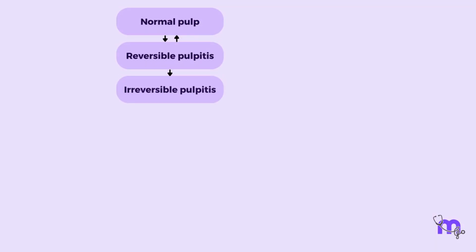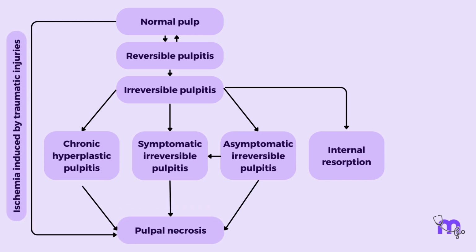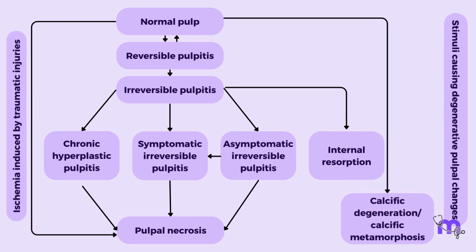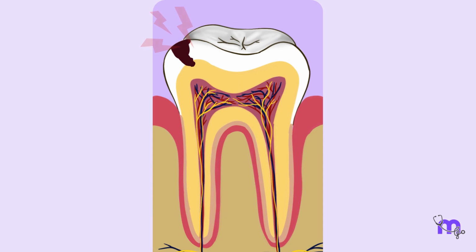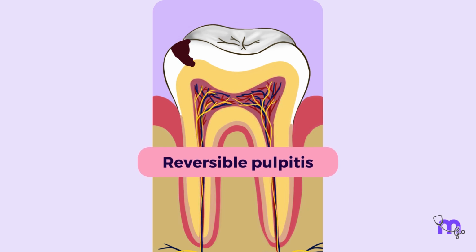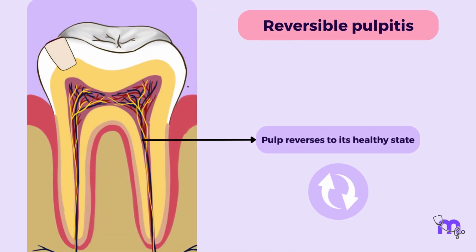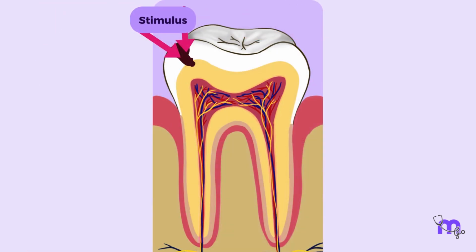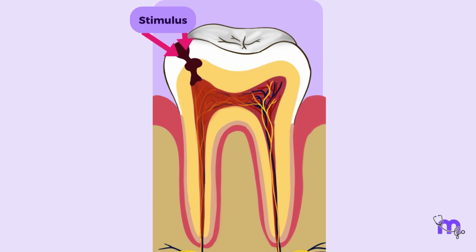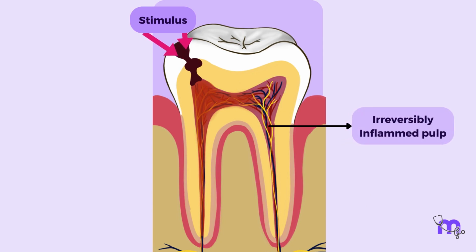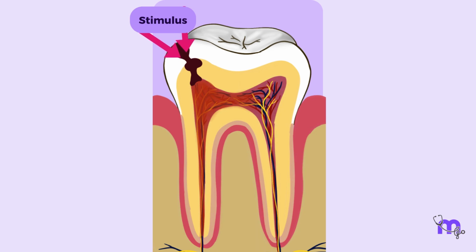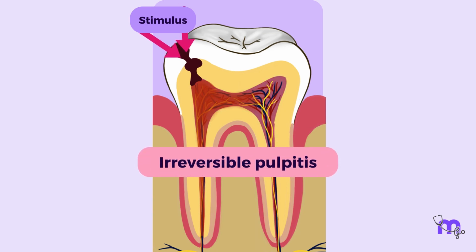Now these causes can unlock a series of pathways to which the pulp responds differently as seen here. A healthy pulp can react to noxious stimuli to cause inflammation. This can lead to reversible pulpitis, which means the pulp can reverse to its healthy state on withdrawal of the stimulus. However, if the stimulus continues to irritate, the pulp loses all hope and becomes irreversibly inflamed. This is where irreversible pulpitis sets in.